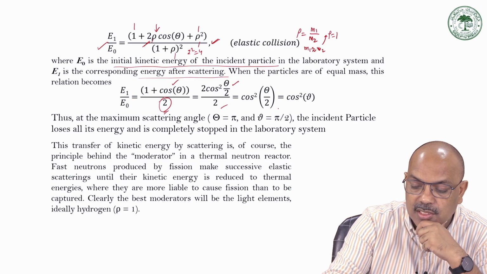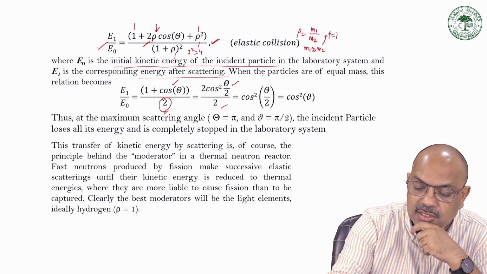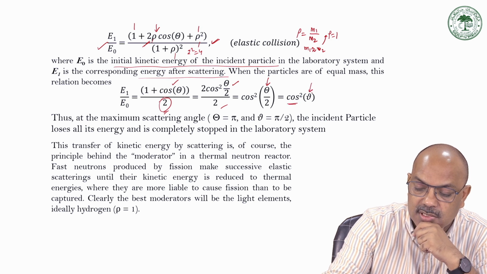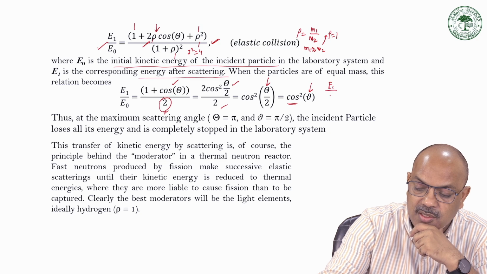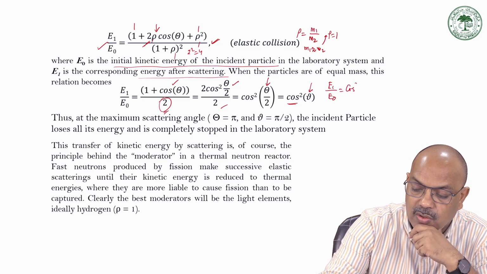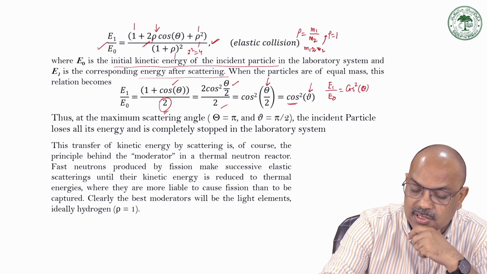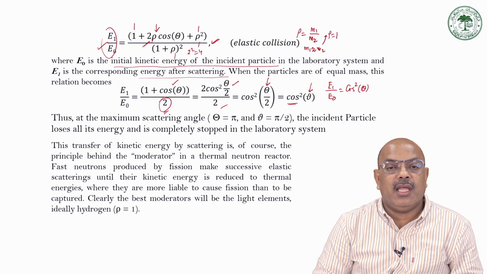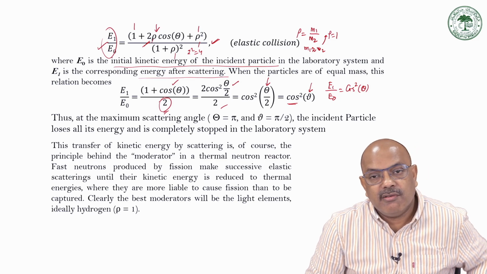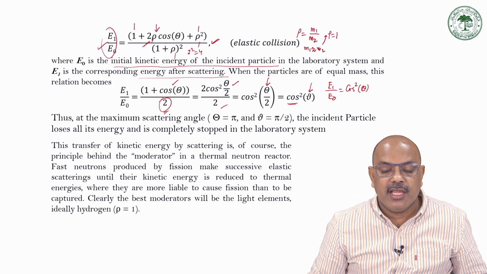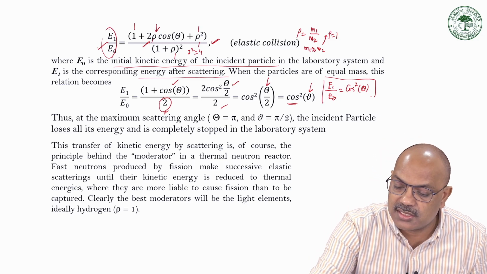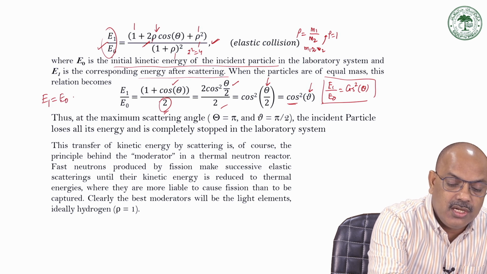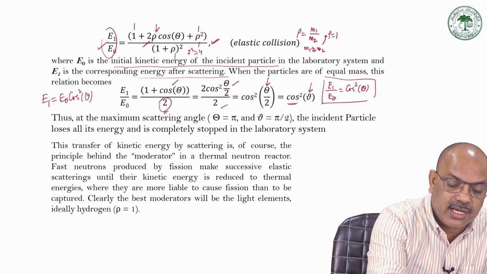So this is going to be cos square theta by 2, and because this is in the center of mass frame of reference, it can be written in the lab system. You see that the relation E1 by E0 is going to be cos square of the angle in the lab system. E1 is the energy of particle 1 after the collision and scattering, and E0 is the initial kinetic energy of the incident particle in the lab system. So E1, the kinetic energy after scattering, is going to be E0 times cos square theta, where theta is the scattering angle.